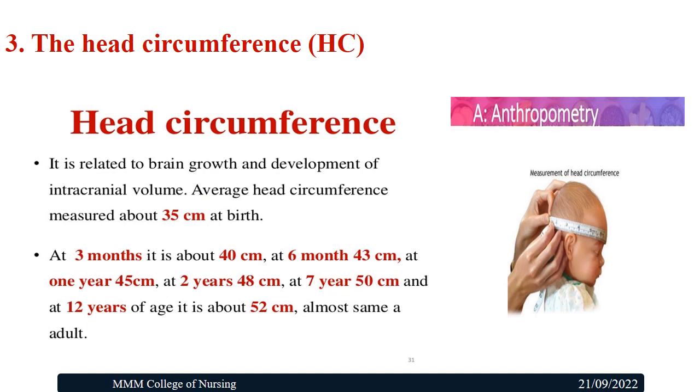The head circumference. It's related to brain growth and development of intracranial volume. Average head circumference measures about 35 cm at birth. At 3 months, it is about 40 cm, 6 months, 43 cm, 1 year, 45 cm, 2 years, 48 cm, at 7 years, 50 cm, and 12 years, about 52 cm. Almost the same as in adult age.